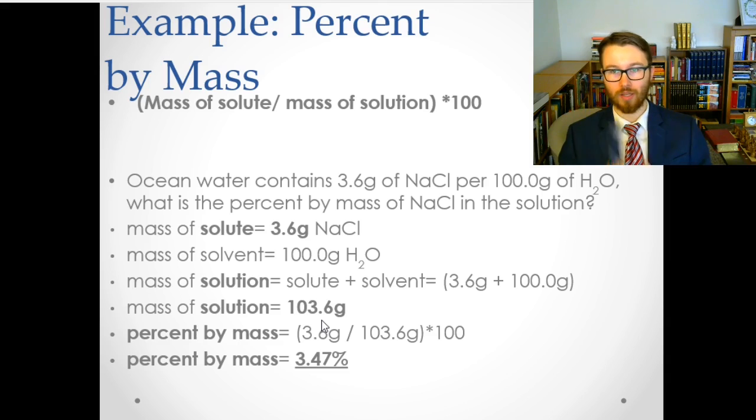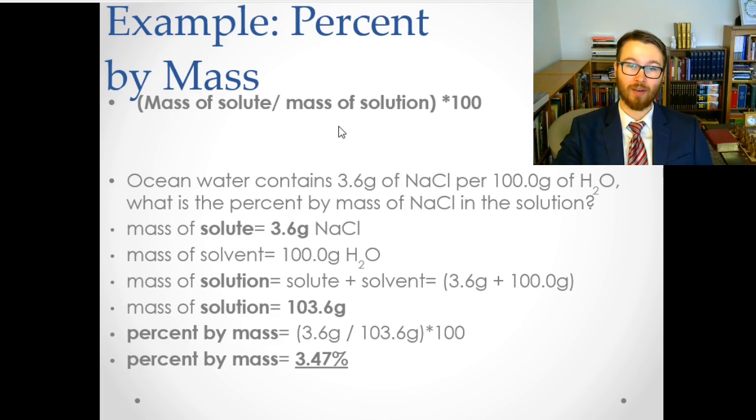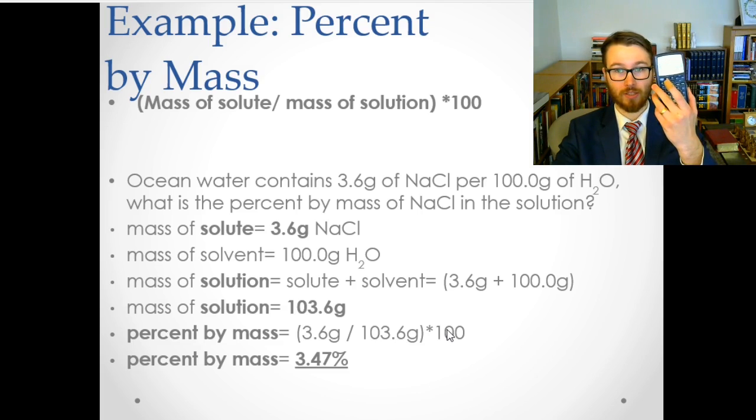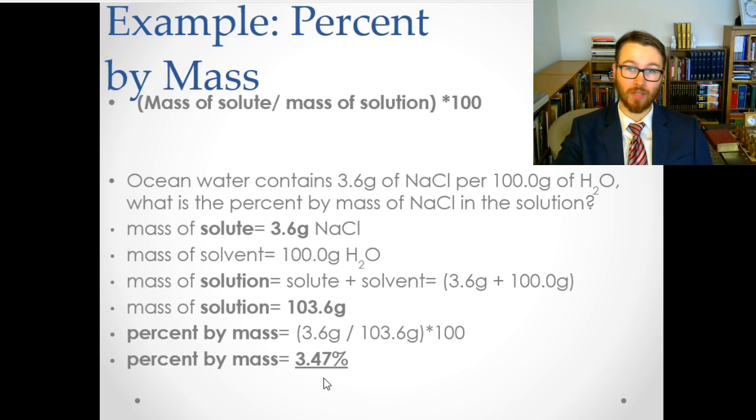Hopefully you didn't need your calculator for that one. So we now have our mass of solute and our mass of solution. Since we have both of those numbers, we can now calculate our percent by mass. I'll plug those numbers in: we'll take 3.6 grams, which is our mass of solute, divided by 103.6 grams, which is our mass of solution, times 100. You plug that into your calculator, and you'll find that it's 3.47%.